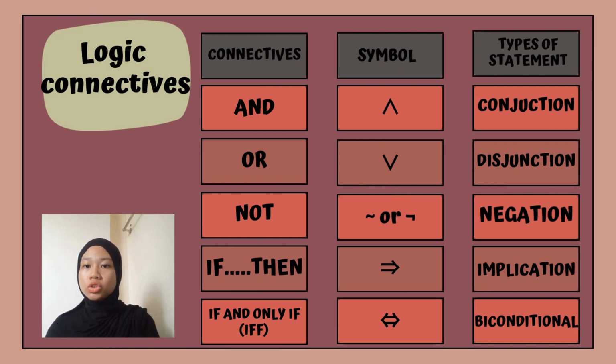I will continue with the logic connective. There are five logic connectives. The first is and. The type of statement is conjunction. The second connective is or. The type of statement is called the disjunction. The third connective is the not. The type of statement of not is the negation. The fourth connective is if then. The type of statement of if then is the implication. And the last connective is the if and only if. The type of statement is the biconditional.